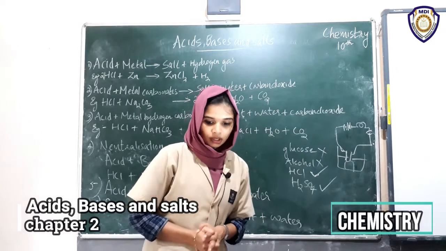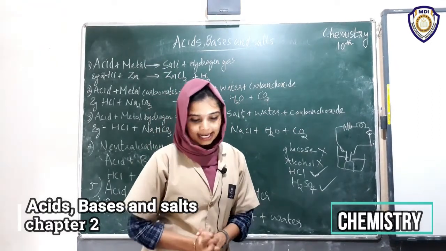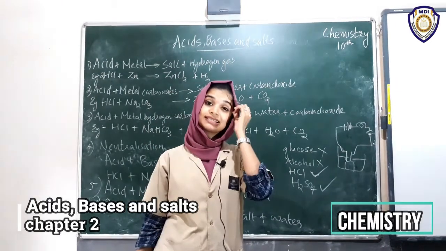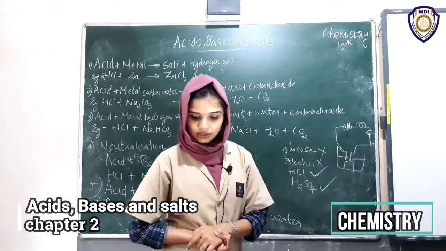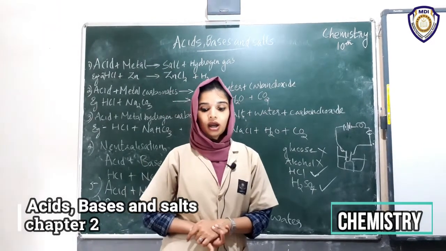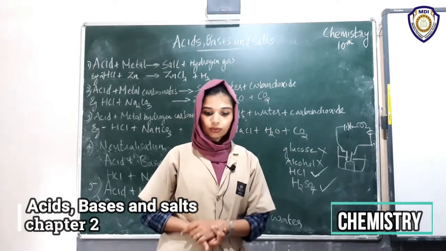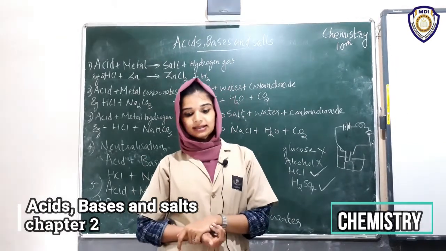In the case of H2SO4, H plus is the cation and SO4 2 minus is the anion. And in some other acids also, like HNO3, NO3 minus, then SO4 2 minus in H2SO4, and CH3COO minus in CH3COOH.